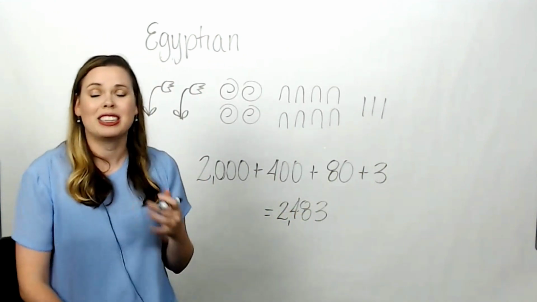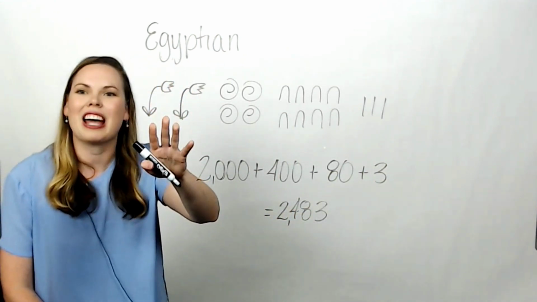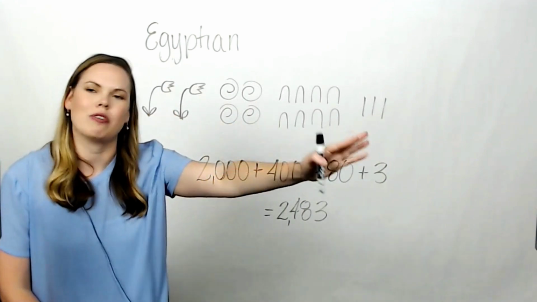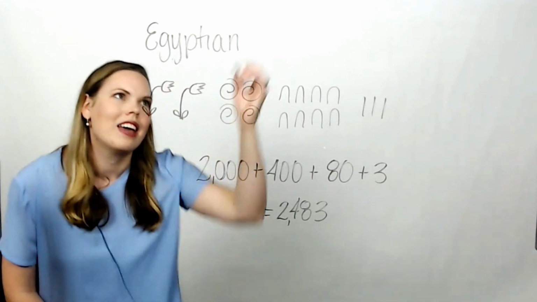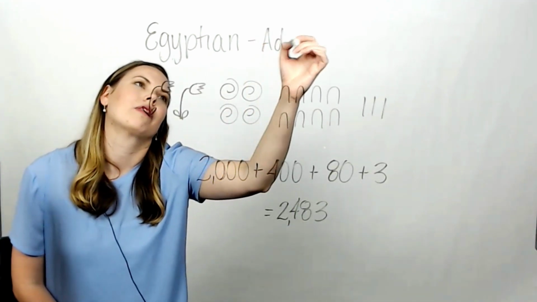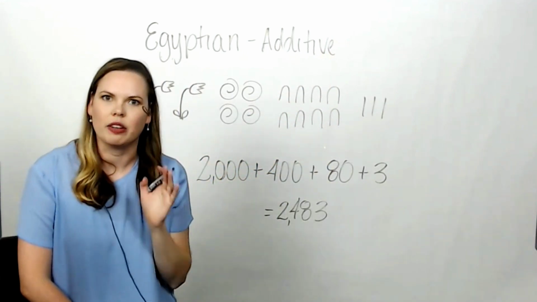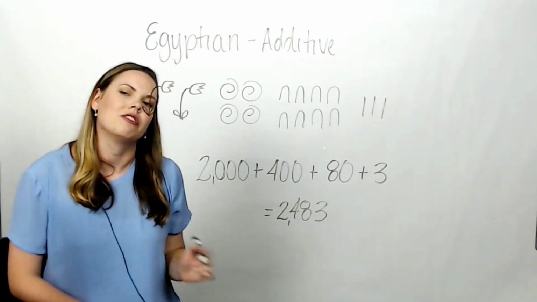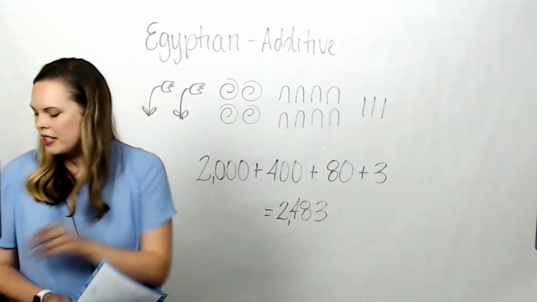So not too bad. It's a pretty easy system, just remembering or looking up what each picture represents and adding them up. So it's an additive system, which is why I could write this in reverse and it would still represent 2,483. Okay, let's move on to the Mayan system.